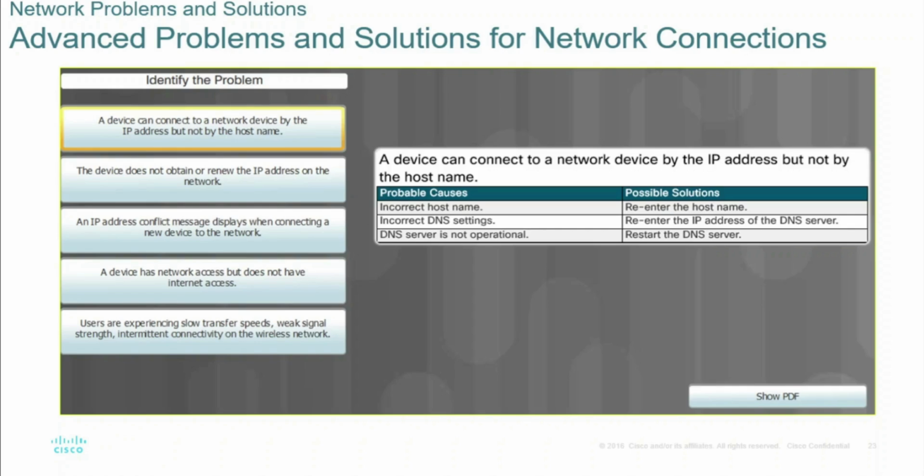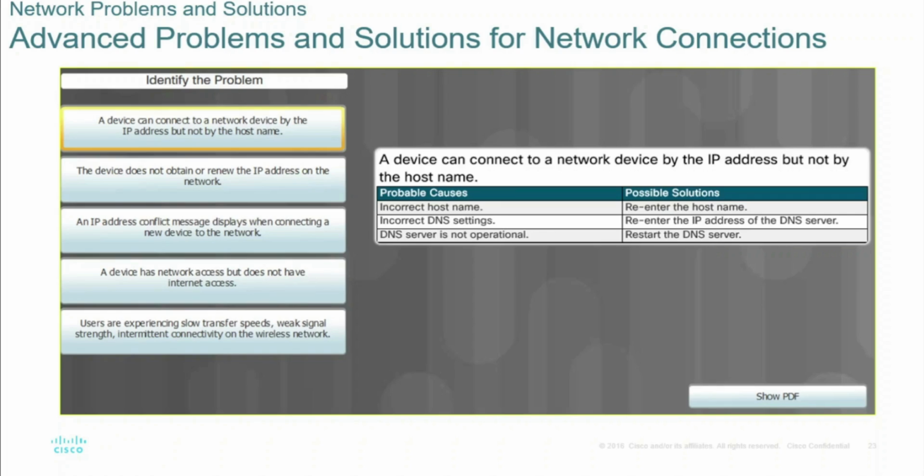Now the fourth one: a device has network access but does not have internet access. It can be because of multiple reasons. It can be a problem with the ISP. It can be temporary geographical issues. It can be because of networking issues, switch issues, router issues. You need to check a lot of things to find this problem.